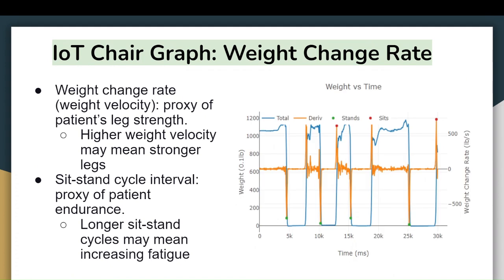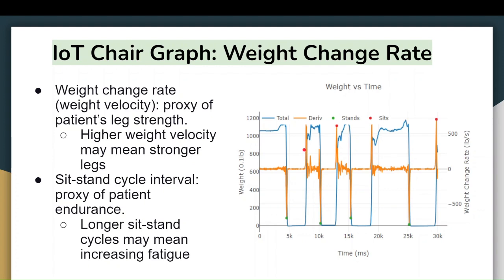And so another advantage of our chair is that it is also able to display the weight change rate, or the derivative in the weight change. And so it acts as a proxy of the patient's leg strength. And so you can see here, the derivative value is represented by this orange line here.